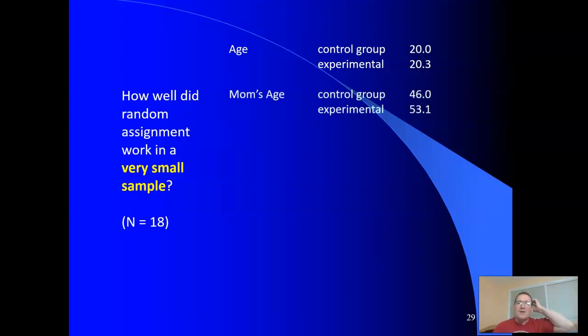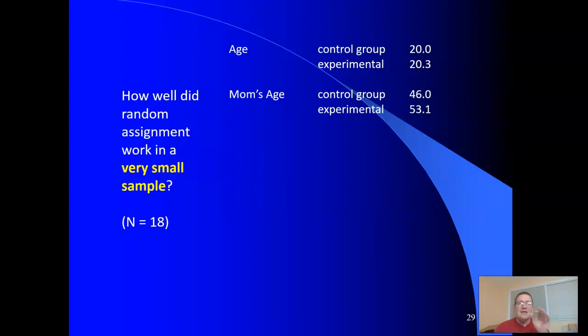So if you look at the mothers' ages, these students knew their mothers' ages when they reported them. Random assignment did not do a great job. It didn't do a horrible job. We didn't see an 11-year gap or a 20-year gap, but wow. In the control group, the average mother was 46. In the experimental group, the average mother was 53.1. And that tells me that most of the mothers in the experimental group had been through menopause, and most of the mothers in the control group had not. If you're doing a study of people and whether their mother has been through menopause matters, that's a problem. It's a confound. If you're not worried about that, it's probably not a confound.